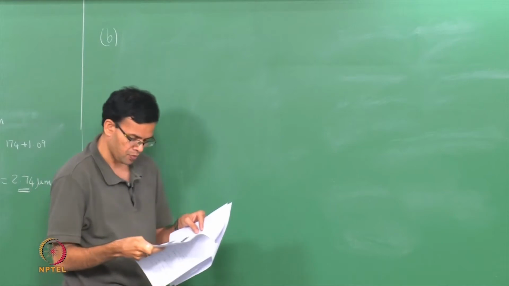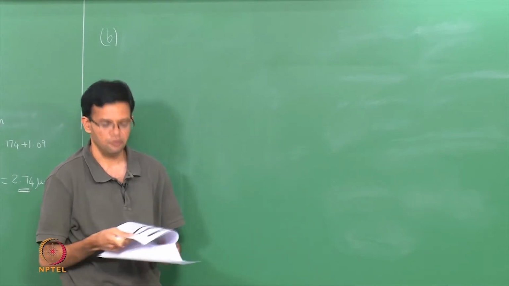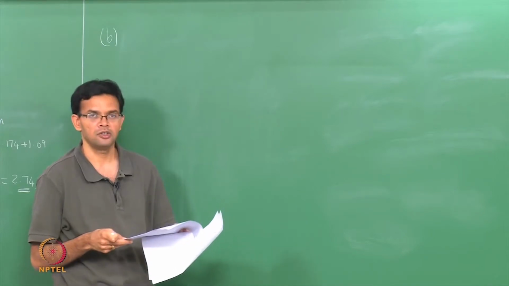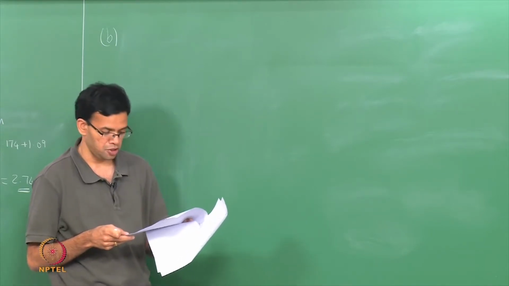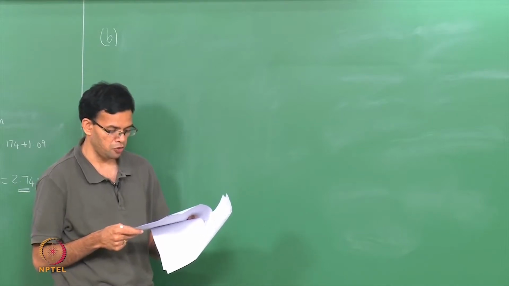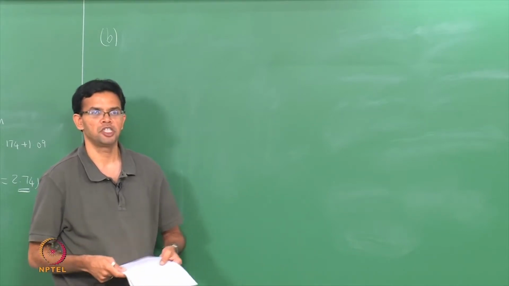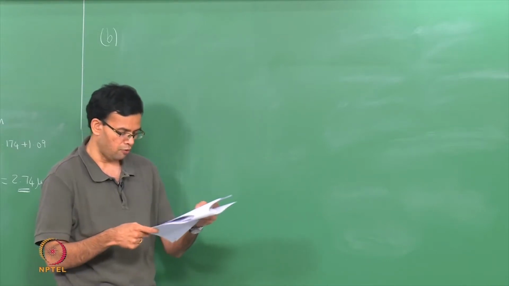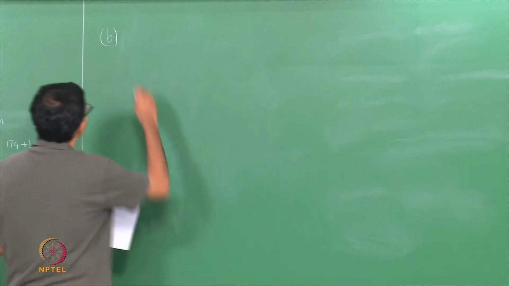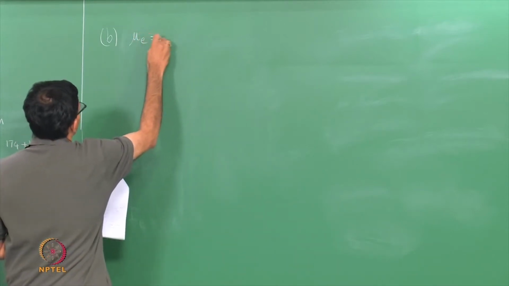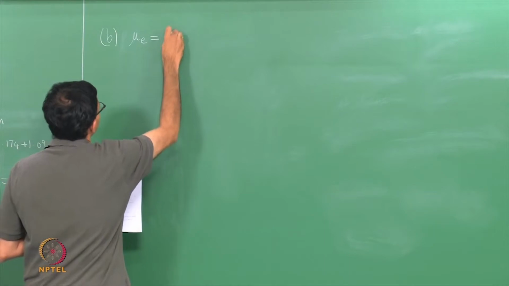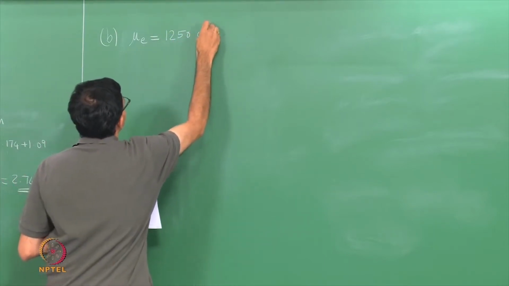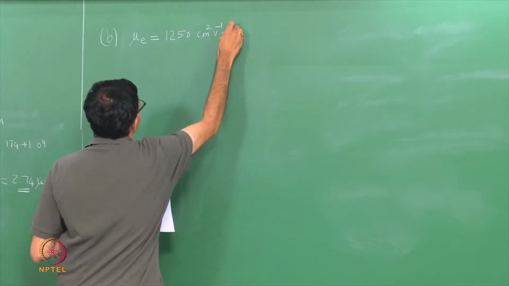In part B, we want to calculate the values of alpha and beta. So, the current injection ratio and also the current efficiency beta. We are going to take unity emitter injection efficiency. So, that is something we looked at in problem 1. So, we will follow a similar argument. So, electrons are the minority carriers. So, mu E is 1250 centimeter square volts per second.